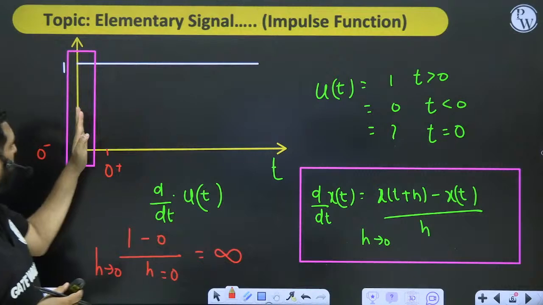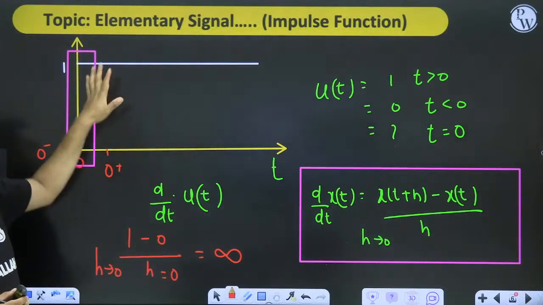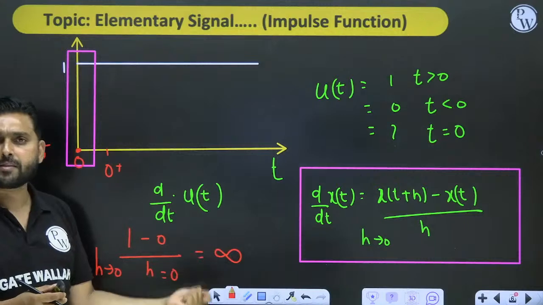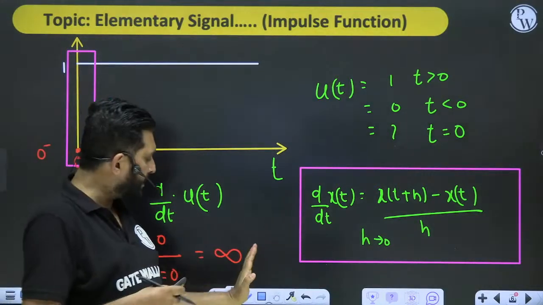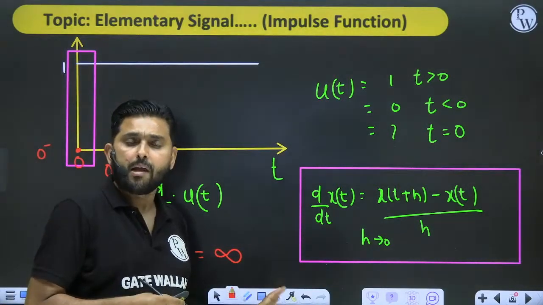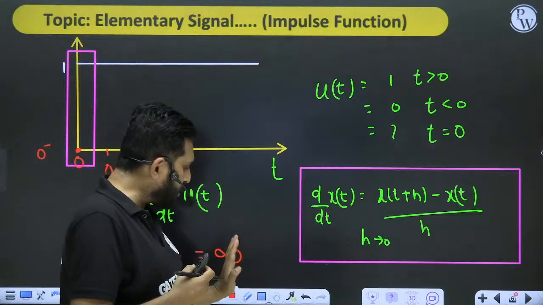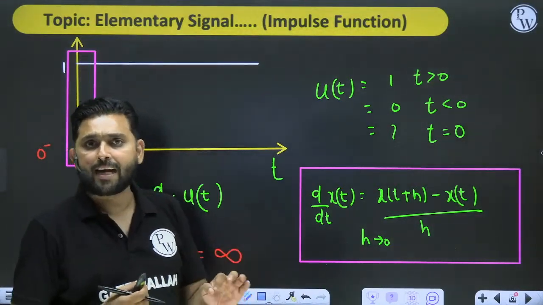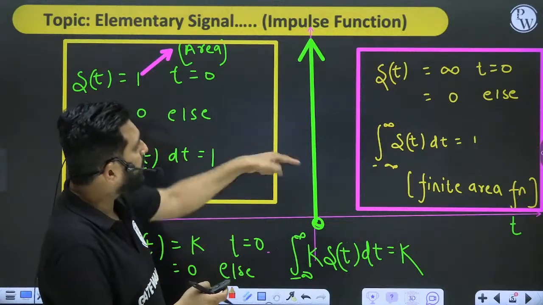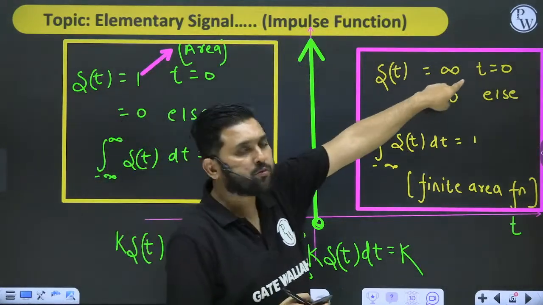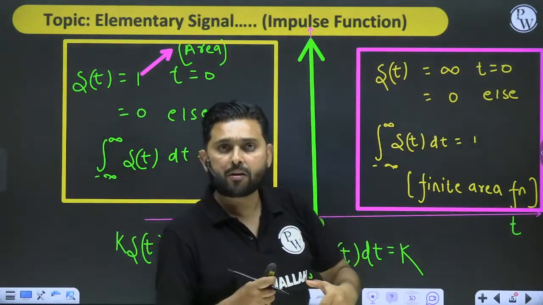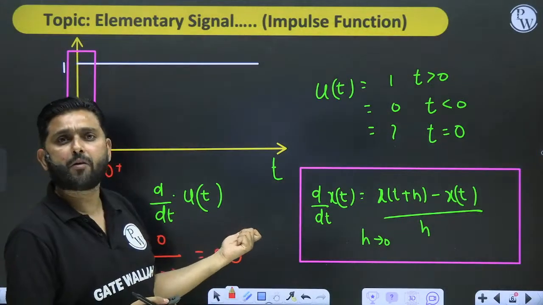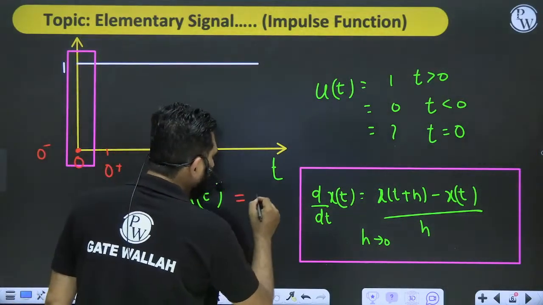Okay, so whenever you have a point of discontinuity, if you take the derivative of a function at the point of discontinuity, then it comes out to be infinity. So instead of representing it as infinity, we say that since an impulse is also an infinite function, why not represent the derivative d by dt of u(t) to be equal to delta t.